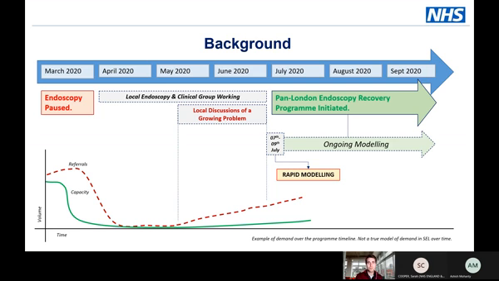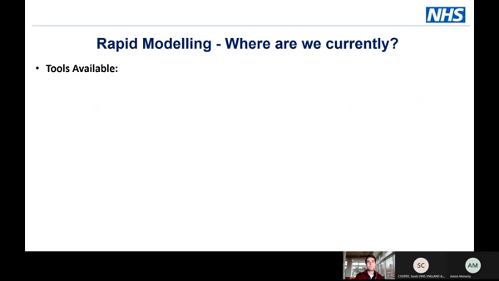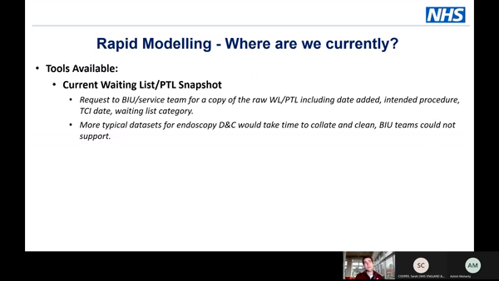So first of all, I just want to touch on the rapid modelling side of it and what we did there to establish that baseline. And then we'll move on to how that helped us when it came to planning within the more formal program. The tools we had available between the 7th and 9th of July, when we had to carry out this rapid modelling, were very, very small in number. We really only had a current snapshot of the waiting list, or the PTL.